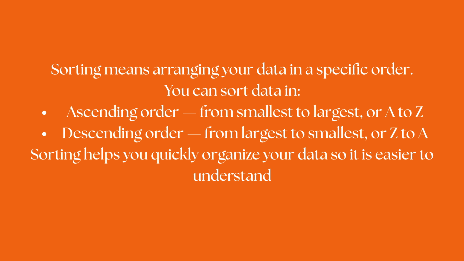When you sort in ascending order, you sort from smallest to largest or A to Z. In descending order, you sort from largest to smallest or Z to A. Now sorting helps you to organize your data so it's easier to understand.